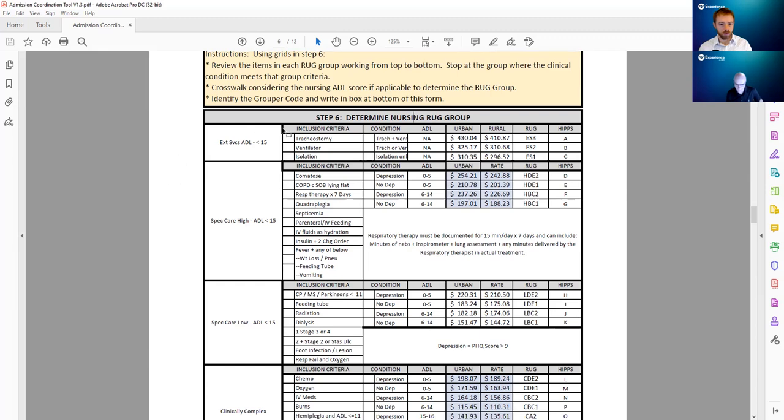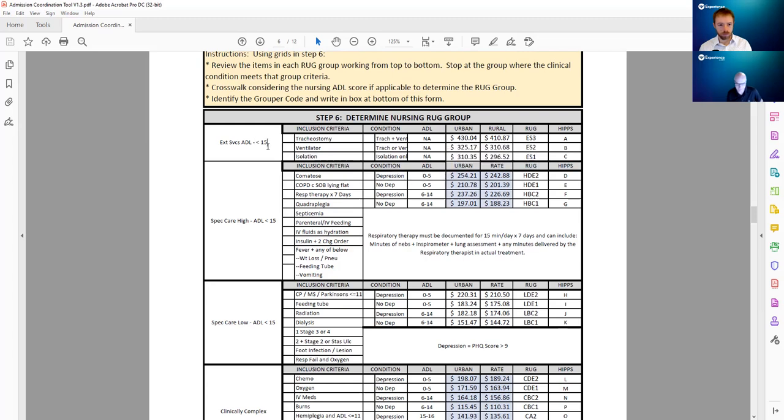So what you do is you work your way from top to bottom, trying to see where you land. And the higher up on this list is more money, which is also more difficult care. So for extensive services, they have to have an ADL score of less than 15, or that will bump you down. So the ADL score does kind of apply here, and it also will apply over here.